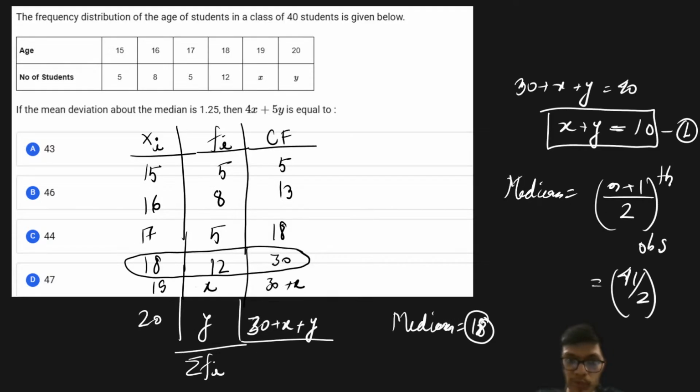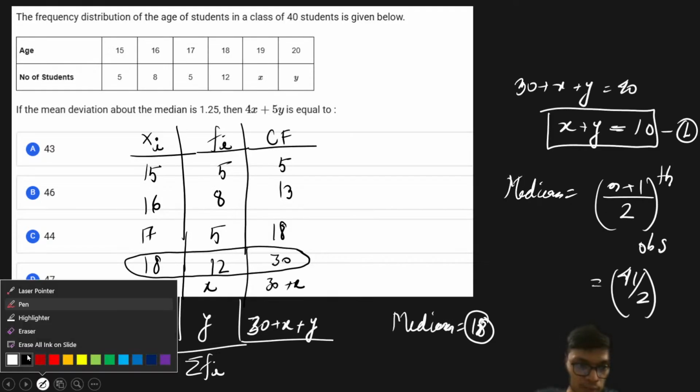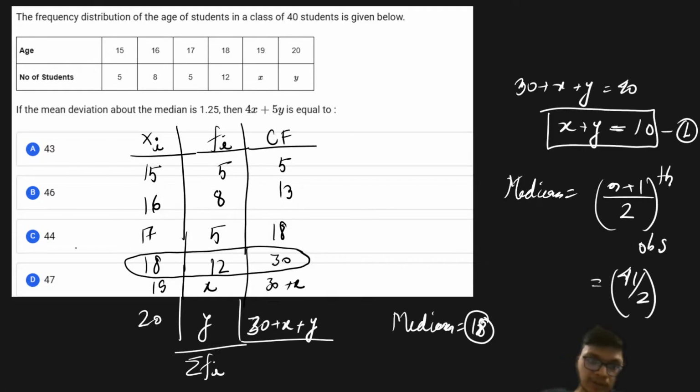From this, if you have to find 4x plus 5y, that is going to be equal to 44. That is option C, which is the correct answer for this problem. I hope this problem is clear to all of you.